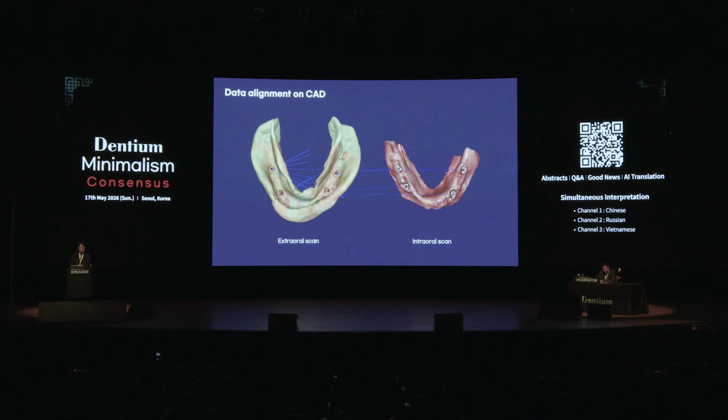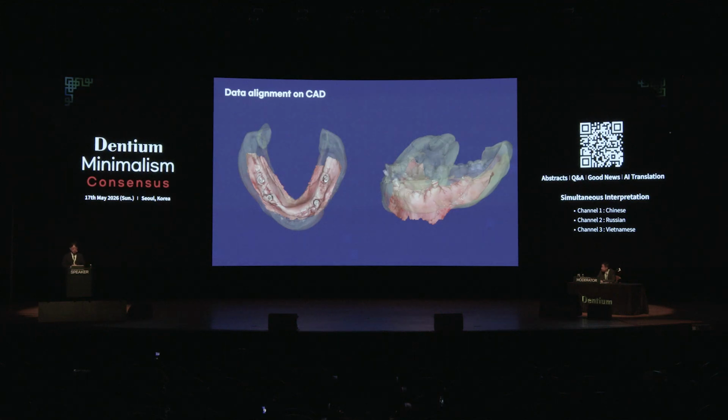Now we need to align the coordinates of the two scan data sets. First, we choose at least 3 matching points between the two data sets. Then the intraoral scan data is automatically aligned to the extraoral scan data using ICP based on the 3 reference points. This is the result after coordinate alignment. Considering the opposing teeth, we can confirm that the intraoral scan data is aligned in a stable position.